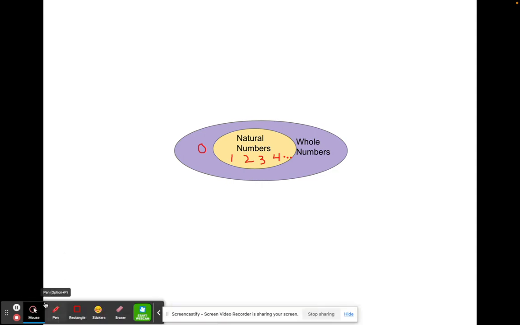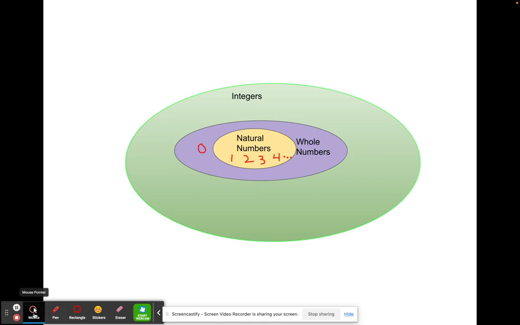Okay, as you moved on, especially like last year, we added the concept of integers. Well, what are integers? Integers include all of our natural numbers, 1, 2, 3, 4, etc., and 0, and then the opposites of all of these natural numbers. So the opposite of 1, we would have -1, -2, -3, -4, etc. So the definition of integers is our positive and negative whole numbers and 0.